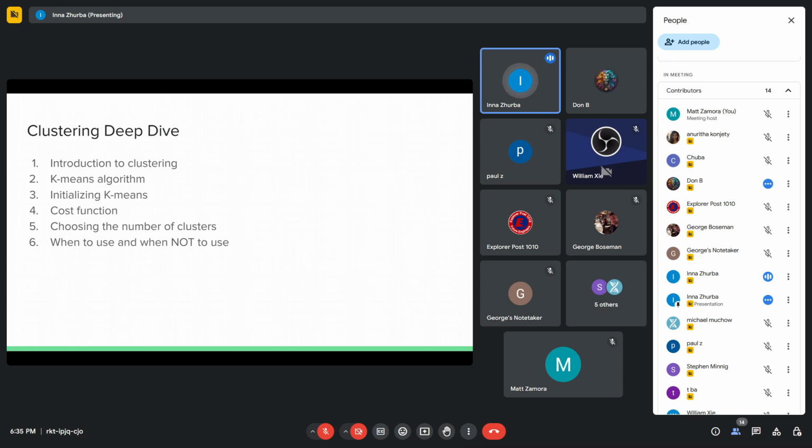So we're going to talk about the clustering in general. This is a short agenda, and then we'll look at the k-means algorithm. We'll talk about how we initialize the centroids and the cost function. And most importantly, probably choosing the right number of clusters, because k-means uses a predefined number of clusters. We cannot just randomly select one. And then as a summary, we will talk about when to use it and when not to use it.